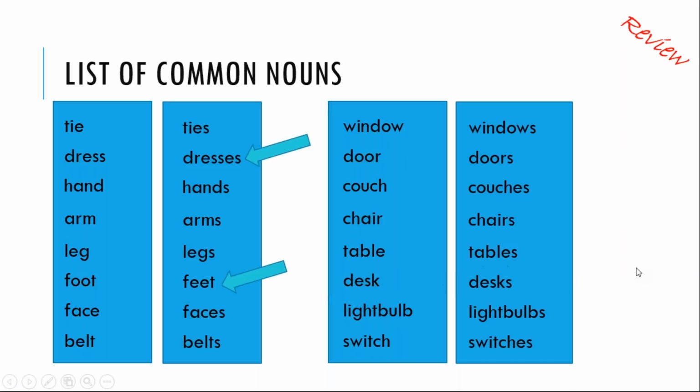I'm going to read them for pronunciation. Ties, dresses, hands, arms, legs, feet, faces, belts, windows, doors, couches, chairs, tables, desks, light bulbs, switches. Okay, there you go. So there you have them. All right.